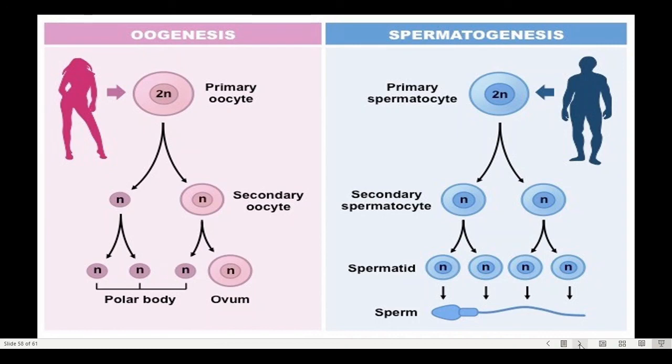At ganun din sa spermatogenesis, no? 2N pa sa primary spermatocytes, pero pag nagkaroon na siya ng cytokinesis 1, nag-divide na siya, N na lang, haploid na. Hanggang dumating na yung last stage ng cytokinesis, nag-specialize na yung mga spermatid, nagkaroon ng buntot, naging sperm na. Okay? Ganun siya.